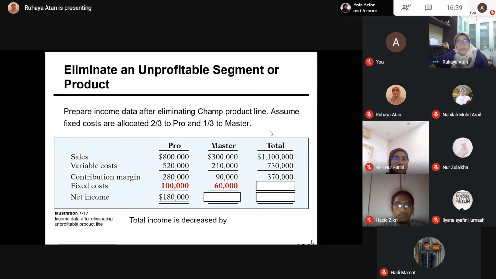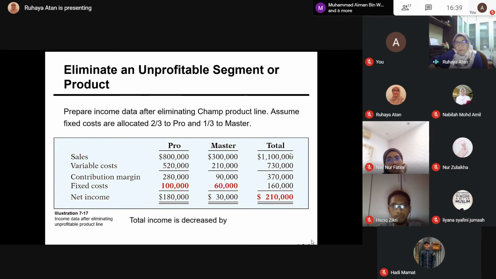All right. And the 2 products, the fixed cost is allocated as 2/3 and 1/3. So what's the total fixed cost earlier? It was 160,000, right? The fixed cost was 160,000 in total. So when you divide it back into these 2, it becomes 100 here and 60 here. So now you find that the net income is 210. Okay. Net income, if you close CHAM or you stop CHAM, you get 210.